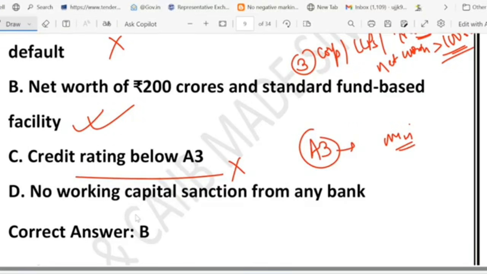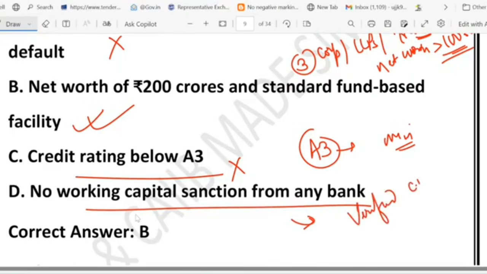And then we have option D, no working capital sanction from any bank. This means the company has no verified credit track record. RBI wants the company to have an existing fund-based limit. It shows the bank has checked them, so this condition also fails.